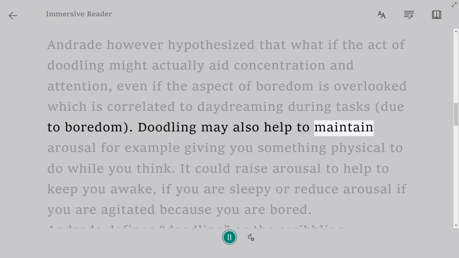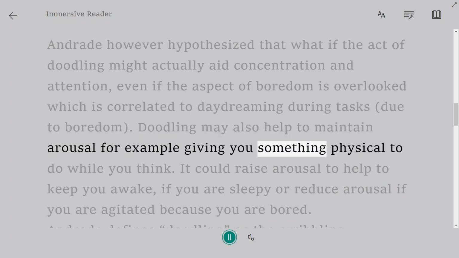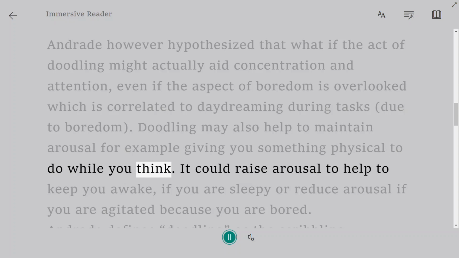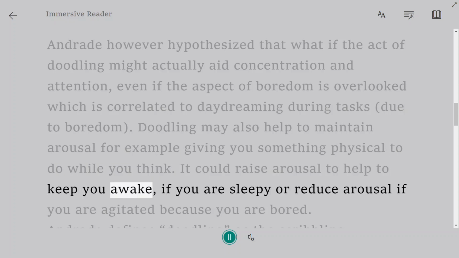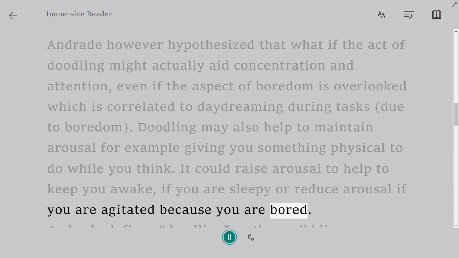Doodling may also help to maintain arousal, for example, giving you something physical to do while you think. It could raise arousal to help to keep you awake if you are sleepy, or reduce arousal if you are agitated because you are bored.